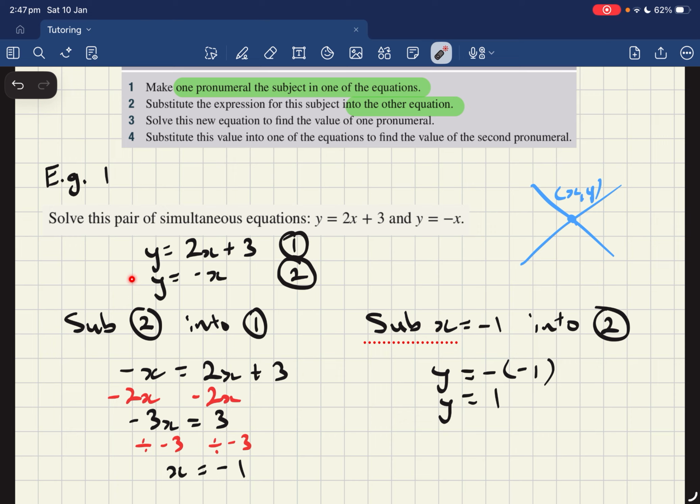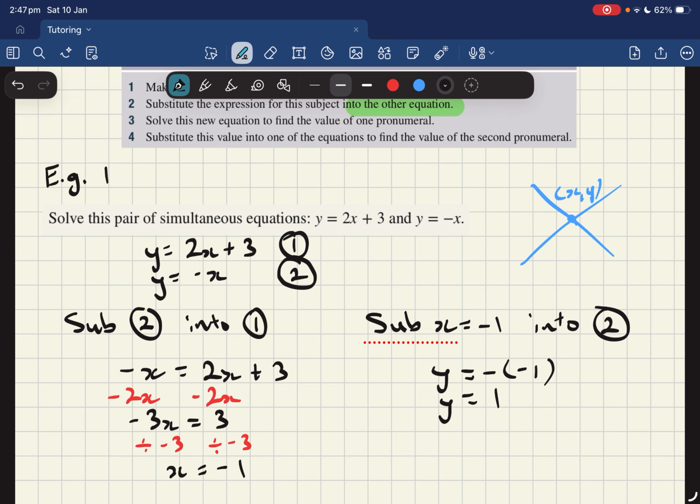And the same thing goes for the bottom one. 1, which is this y, equals to minus 1. Minus 1 just gives you 1. So 1 equals 1. This is a solution to the pair of simultaneous equations.